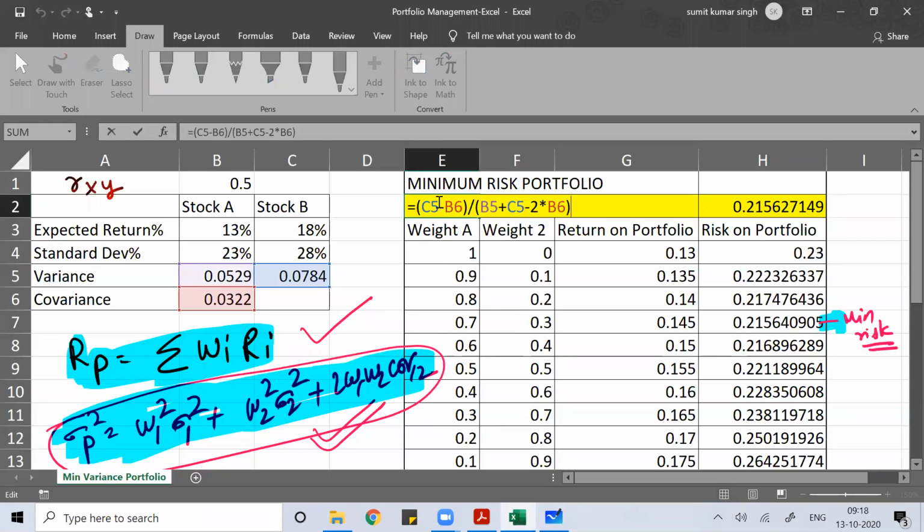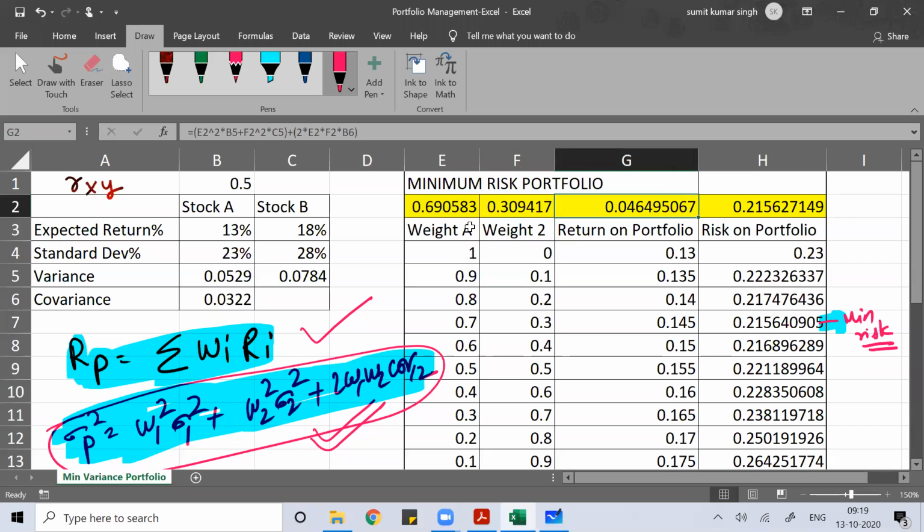By using this formula, I found the variance. I found the weight of one, how much money I invest on one. Then one minus the money you put on one will give you the weight of two. Then I calculated my return and my risk, which is the standard deviation of my portfolio.